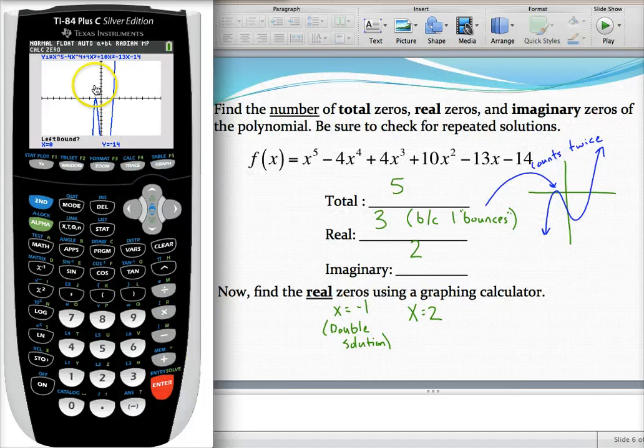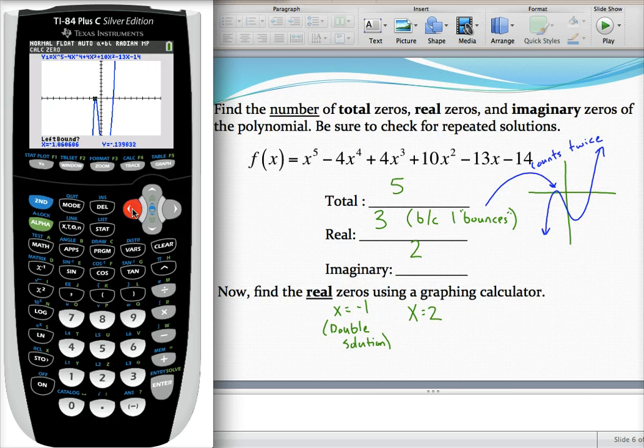So let's find this one first, the one where it bounces, the one that represents a double solution. Well, right now, one of the difficulties is I can't even see where my cursor is. So use your coordinates down here. It's at 0, -14, so my cursor is somewhere down here. Pressing to the left a few times should make it pop up. There it is.